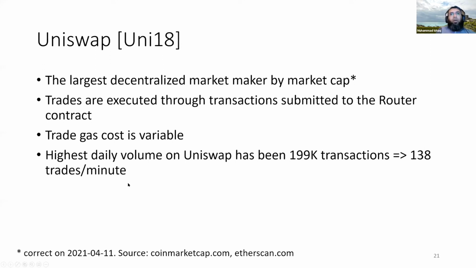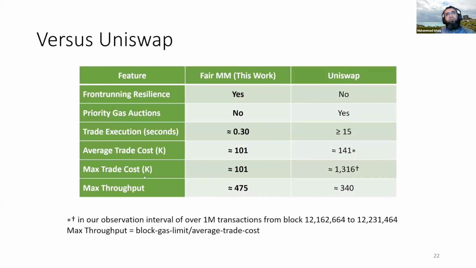Remember, Uniswap and other such market makers that live on the blockchain, due to the inherent public nature of the blockchain, cannot have any front running resilience. In fact, they have a couple of other problems as well. So let's look at the comparison.